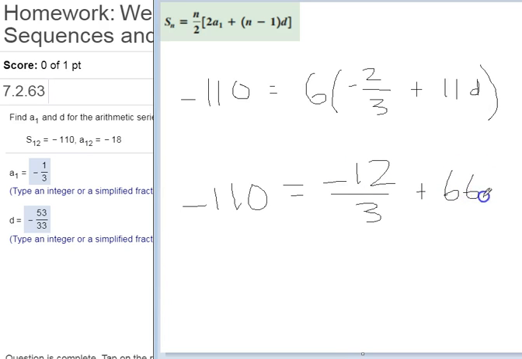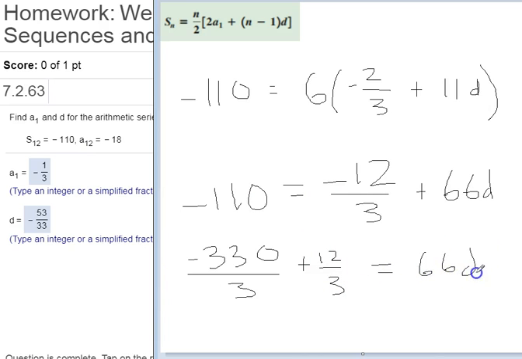Again, we need to distribute our 6 through, and that gives me negative 12 over 3 plus 66D. So now we're going to have to do some fraction addition here. I'm going to need to add 12/3 to both sides. To make this thirds, multiply on top and bottom by 3. So negative 330 over 3. That's the same thing as negative 110. I'm going to be adding 12/3 to that. And over here, I'll just have 66D. So when I do that, I'm going to get negative 318 over 3 equals 66D.